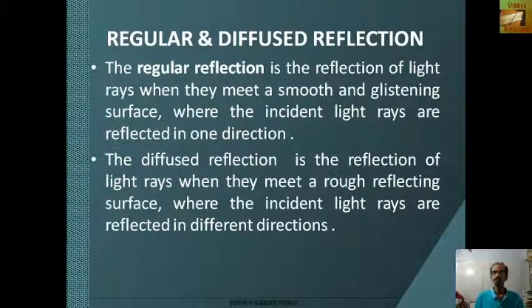The diffused reflection is the reflection of light rays when they meet a rough reflecting surface, where the incident light rays are reflected in different directions. In case of diffused reflection, scattering is caused. This is the kind of reflection that is observed when light hits a wall or a tree.